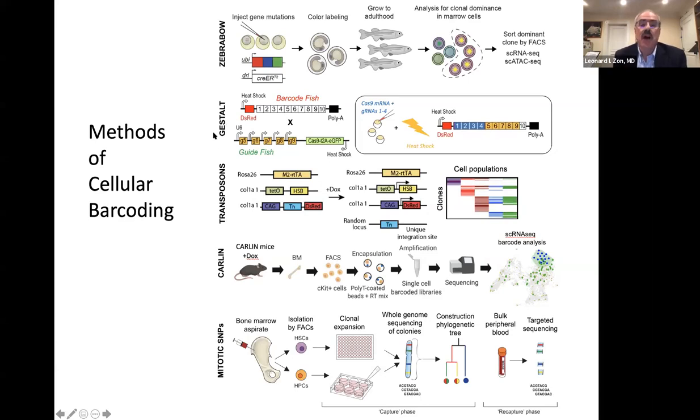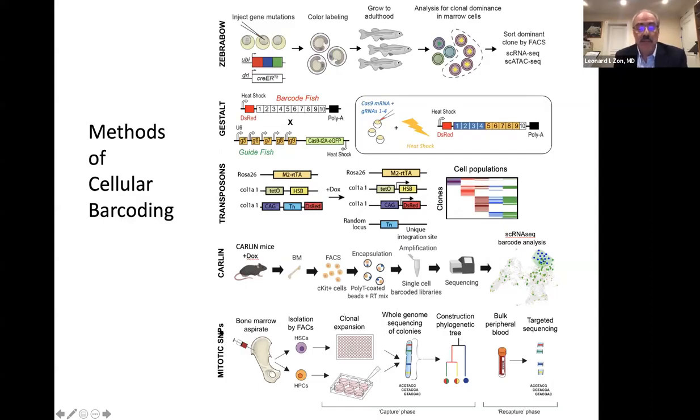I'm also going to talk a lot about GESTALT, which is using a CRISPR barcoding system. Fernando Camargo's lab has pioneered the use of transposons to be able to individually jump transposons in the genome to give every cell a particular code. He's recently developed a CRISPR technology called CARLIN that also reads out as a single cell RNA expression.